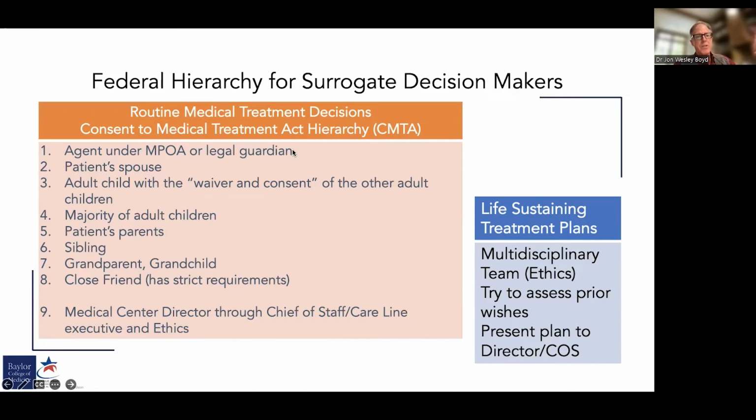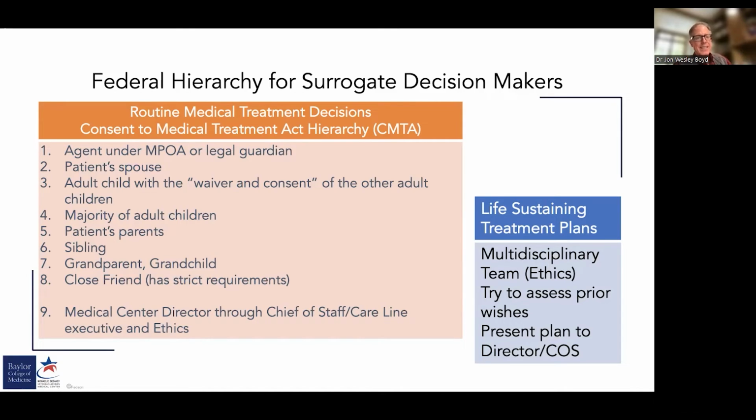So even if the person, and look at number 2 down here, spouse, even if the person has a spouse, if they have signed documents or they have a court-appointed legal guardian, then whoever they designate in the signed documents or whoever the court-appointed guardian is gets to make the call, not the spouse.